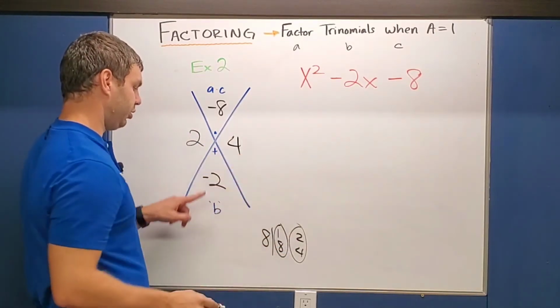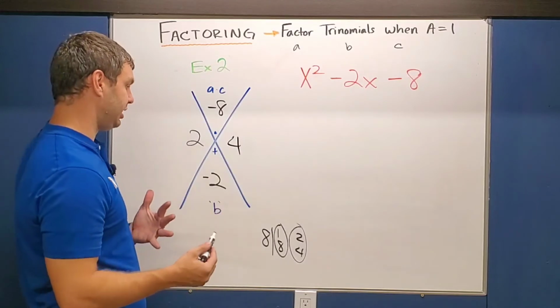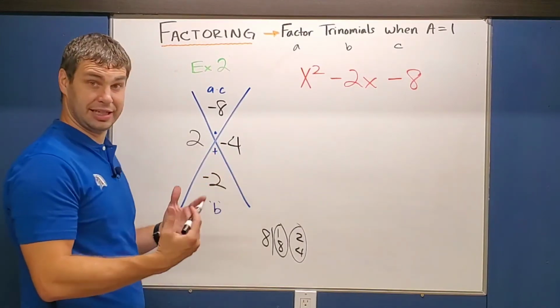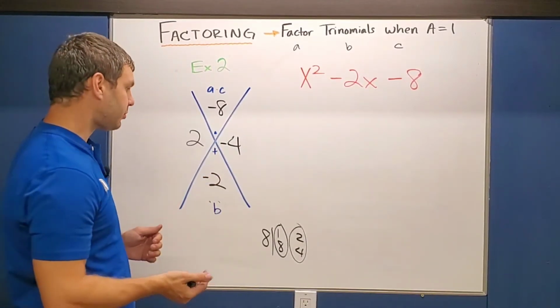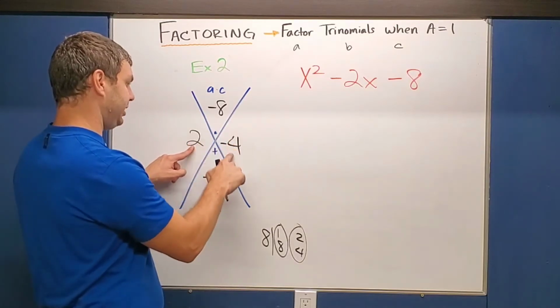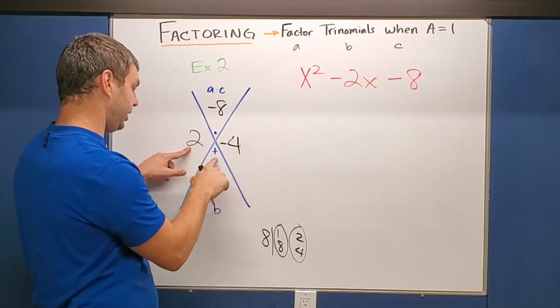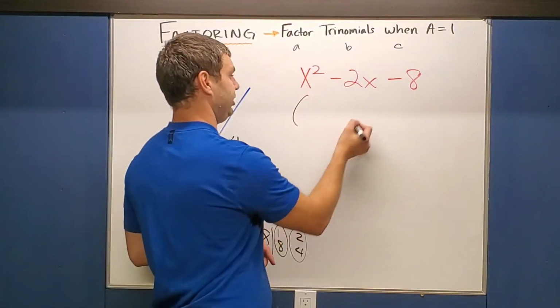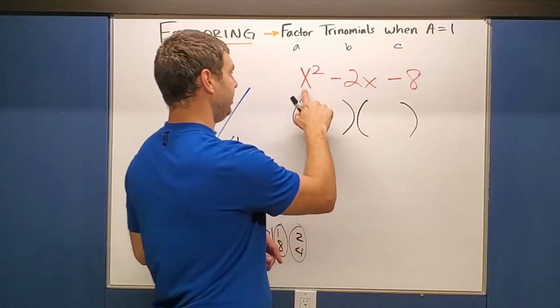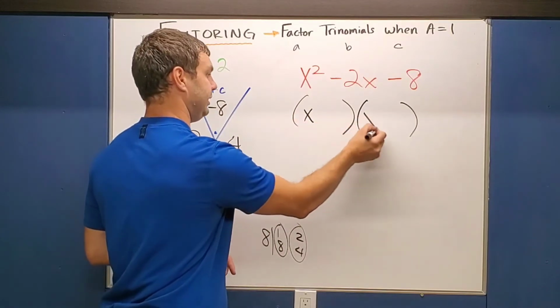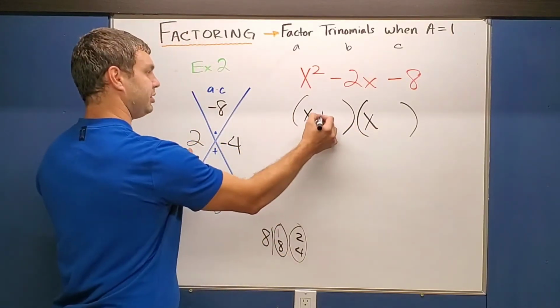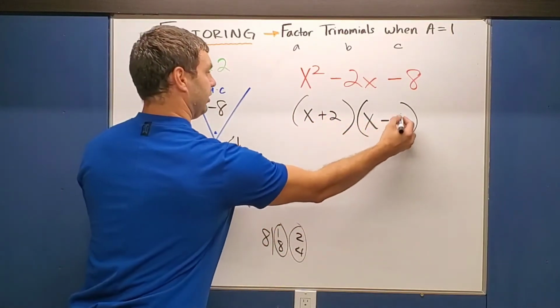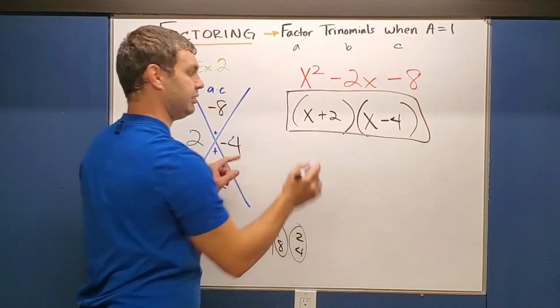Yeah, 2 and 4 would work, okay? In order to get a negative down here, when I add those together, I need my bigger one, in this case 4, to be negative. Okay, so now 2 times negative 4 is a negative 8, and 2 plus negative 4 is a negative 2. So now when I write my answer over here, put your two sets of parentheses, x squared is getting split to be x and x. Then you're going to have a positive 2 and a negative 4, and that is your answer.